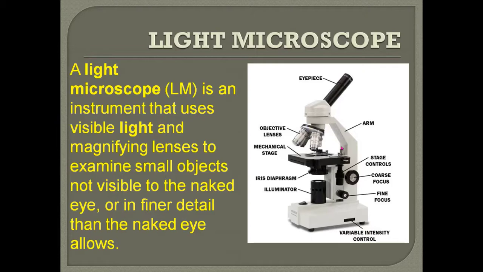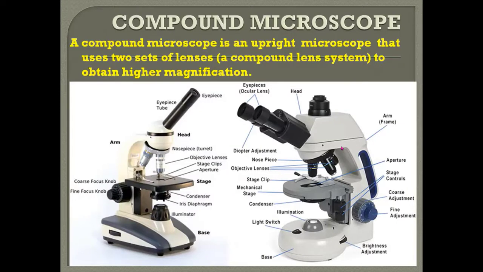And we have seen what a light microscope is, how it uses the visible light and magnifying lenses to examine the objects and the structures which are not visible to naked eyes. We have also covered the compound microscope, why it is called a compound microscope. That's because of the two sets of lenses which result in a higher magnification.